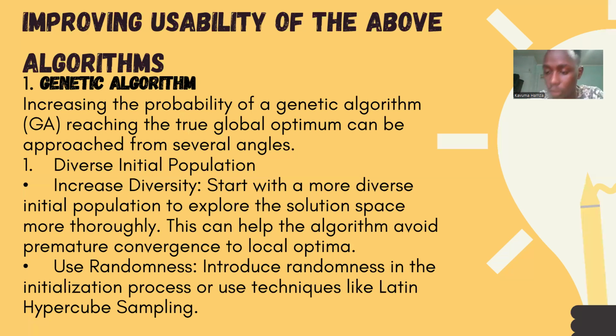So this takes us to our next question, which is to discuss how you would improve the usability of all those strategies using responsible AI and explainable AI. So a way of improving the usability of the genetic algorithm is to diversify the initial population. We include diversity, where we start with a more diverse initial population to explore the solution space more thoroughly. Then we also use randomness. We introduce randomness in the initialization process, or use techniques like Latin hypercube sampling.